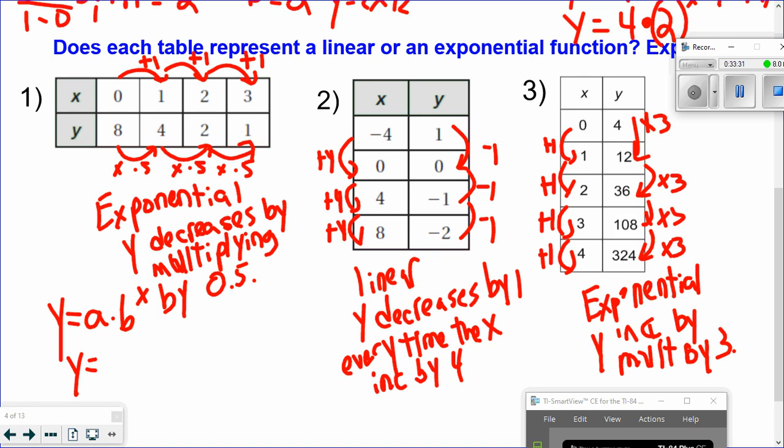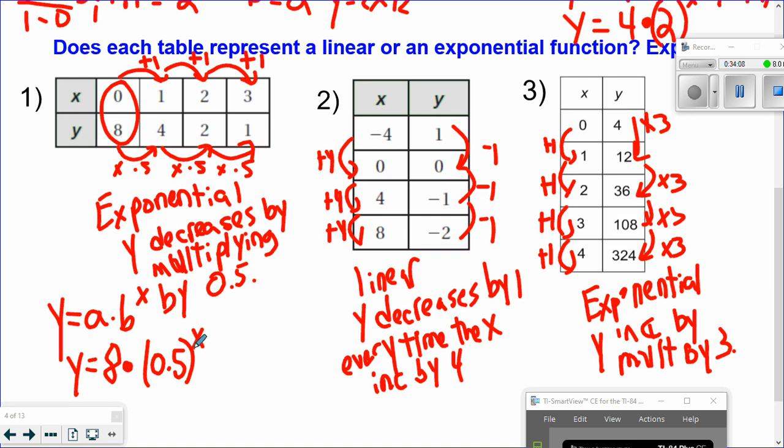So say they wanted you to write the exponential equation for this table. Look, the y-intercept is given. It's right here, so that's the a. And then the b is the number that the y is being multiplied by every single time. So the b is 0.5, and the x stays x.